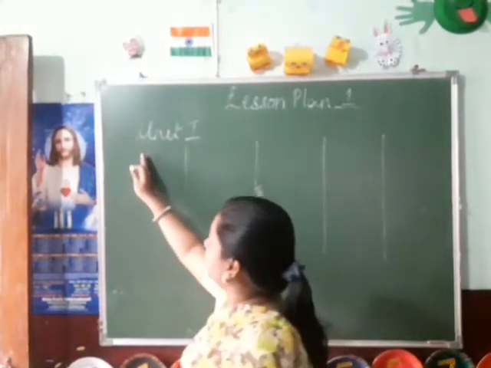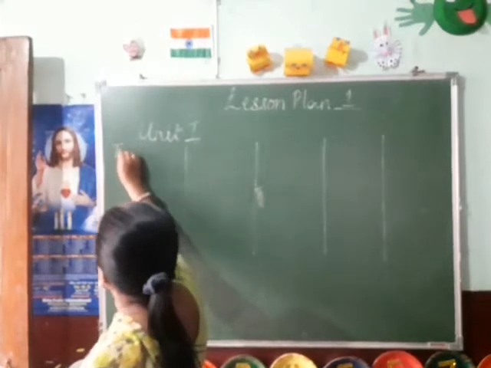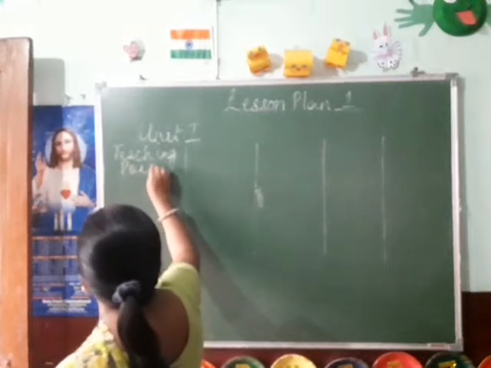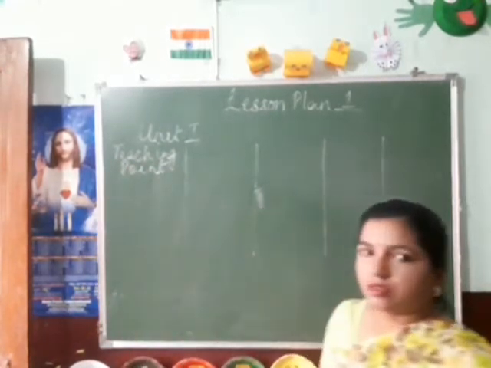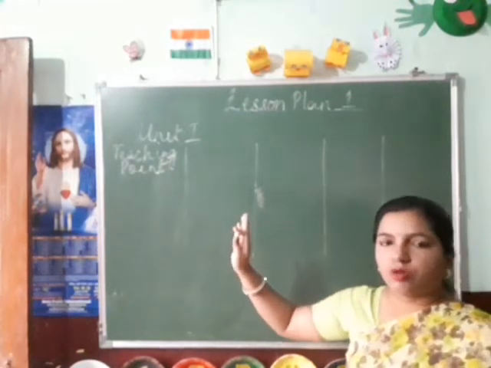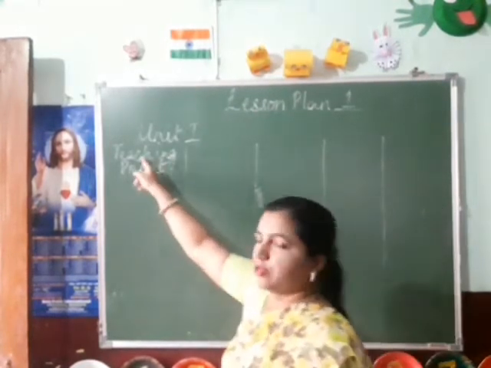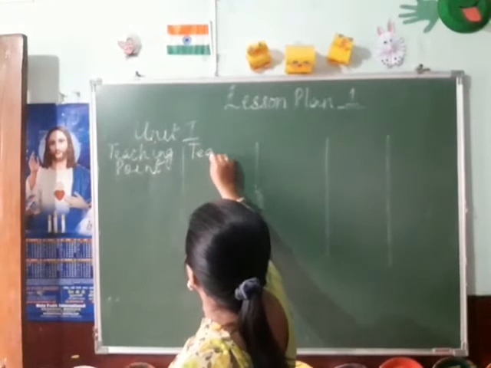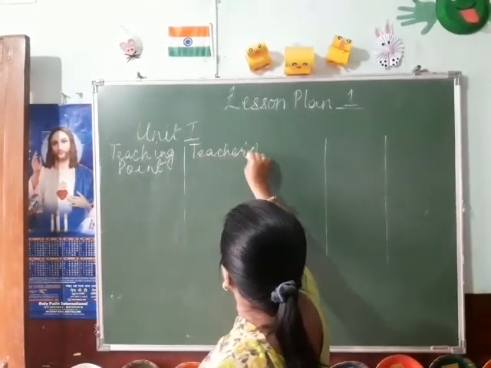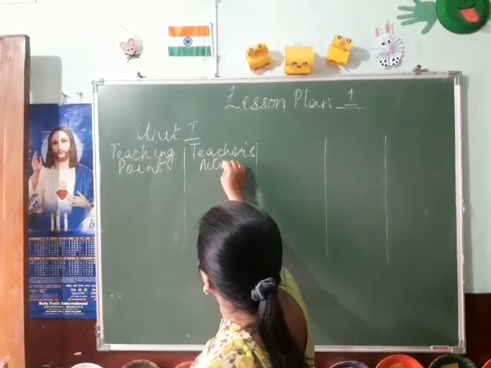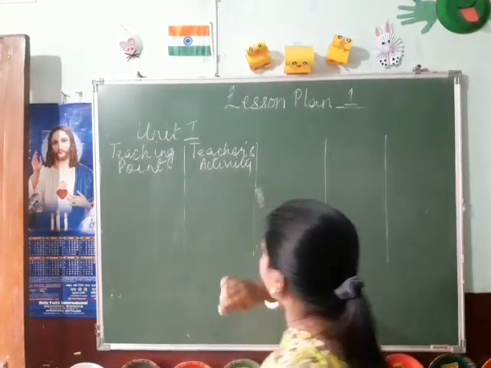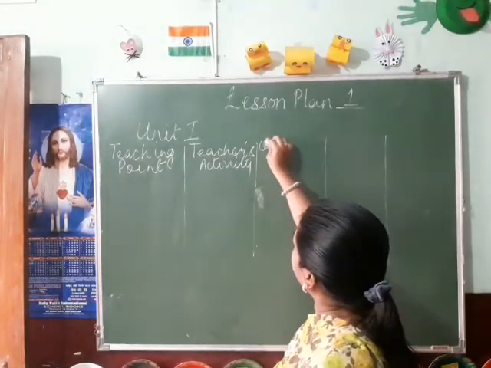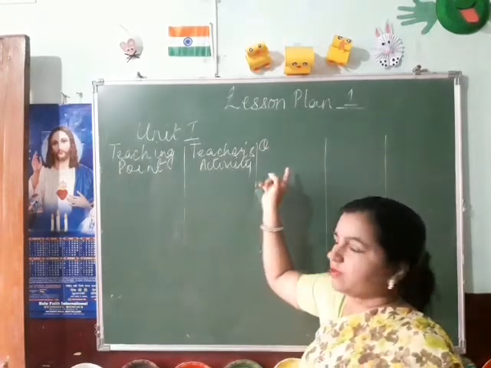Now, here in the first column, you have to write teaching point. Teaching point, or it is also called the objective. You can write here objective also. In the second column, we write teacher's activity. In the third column, we again write, if you are writing your objective, you don't write here.